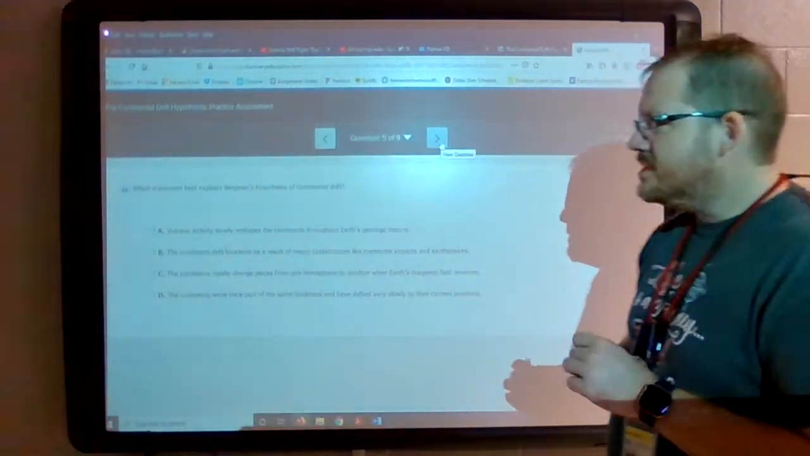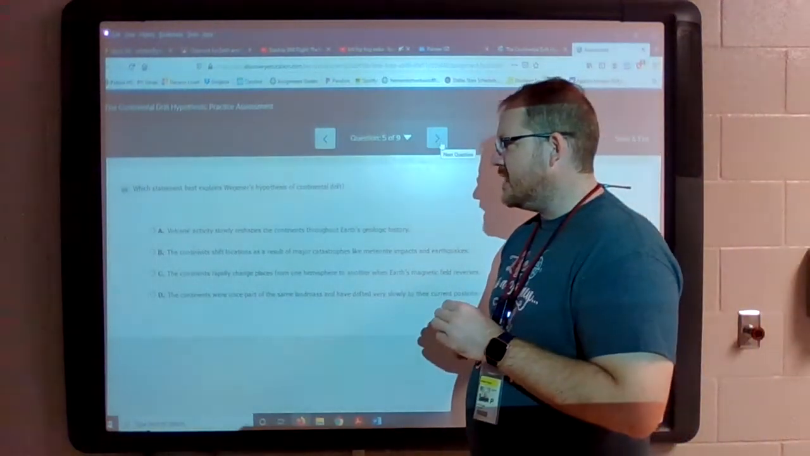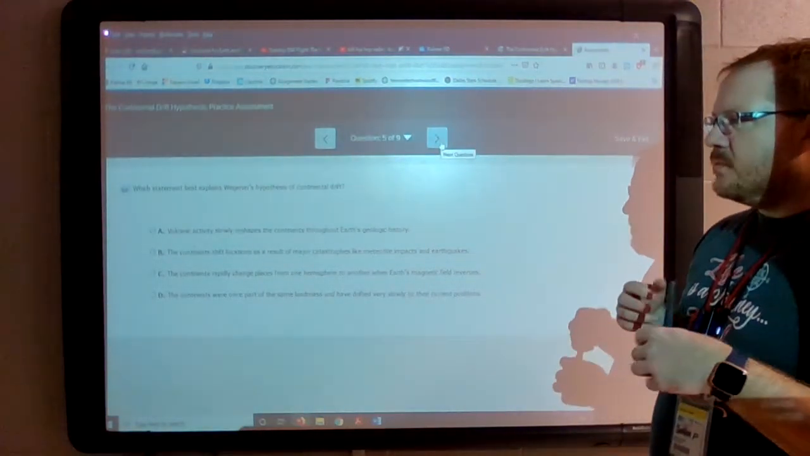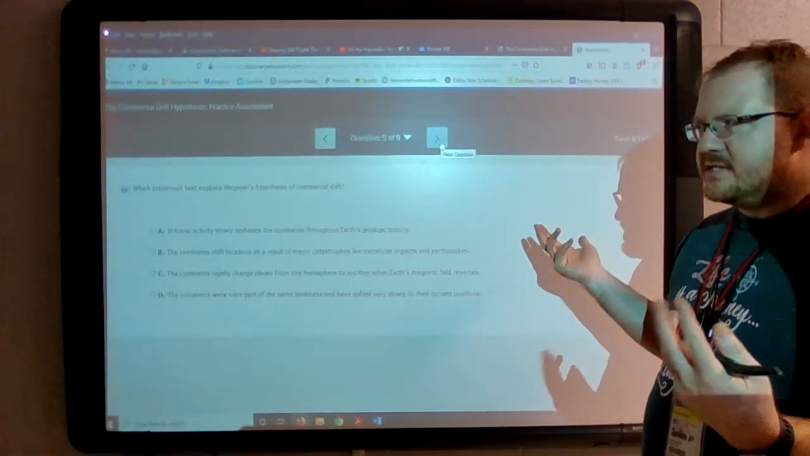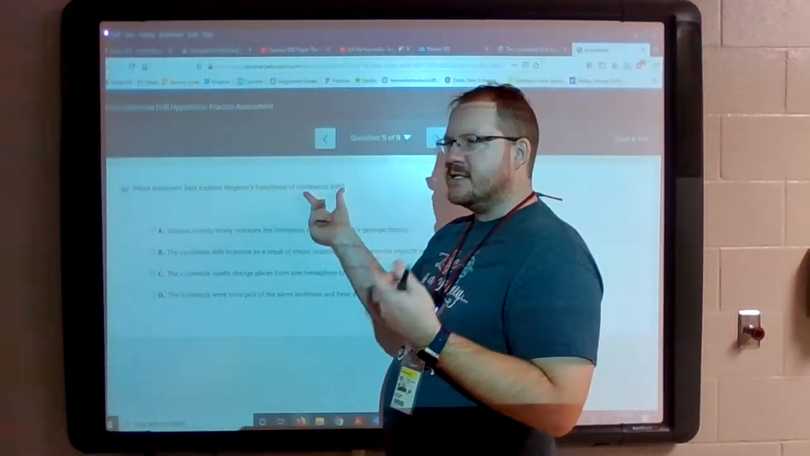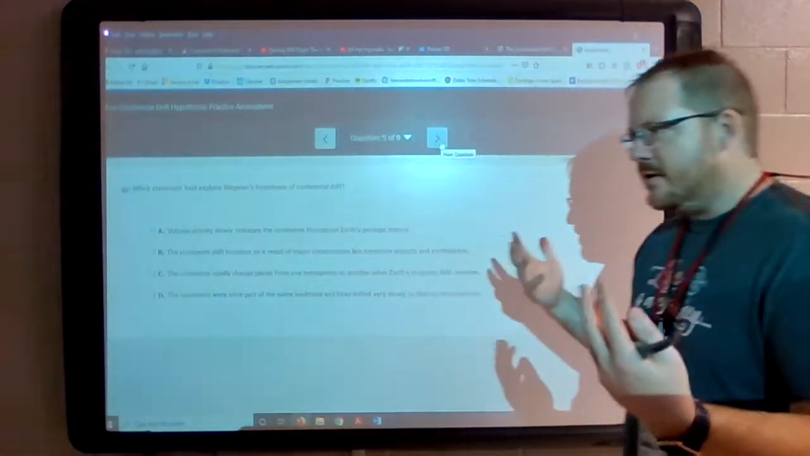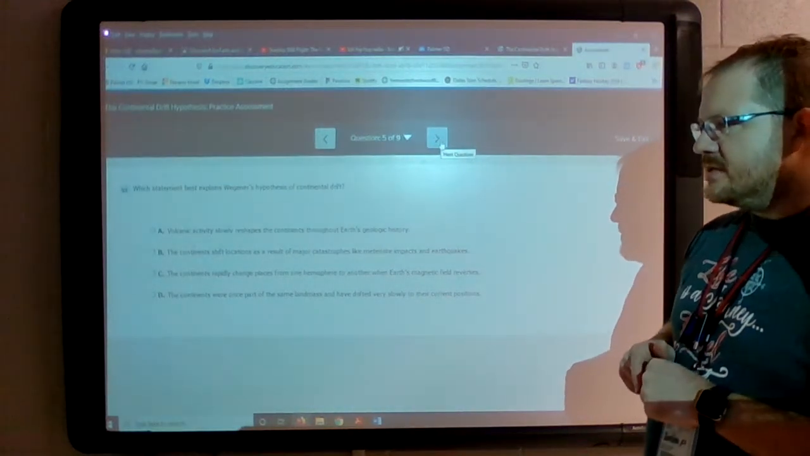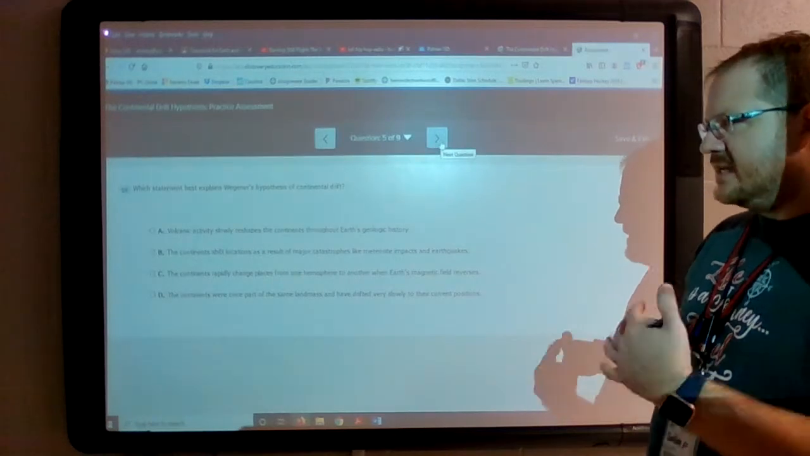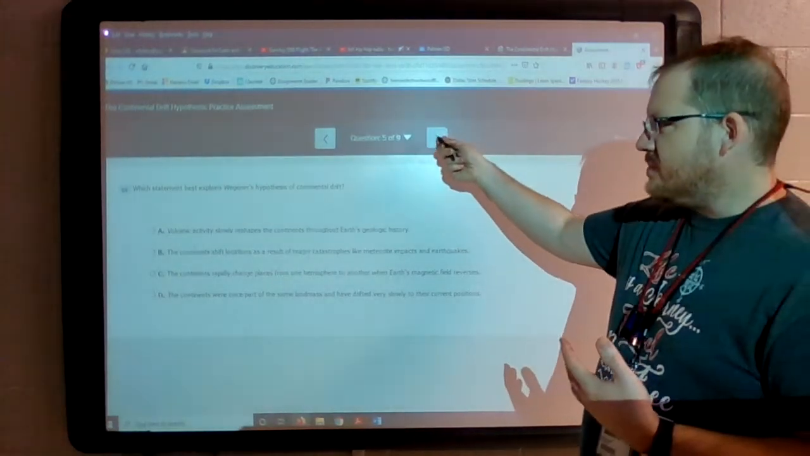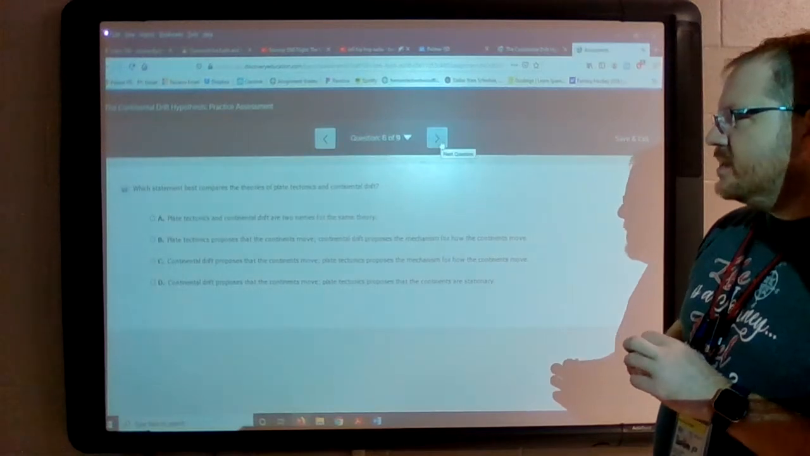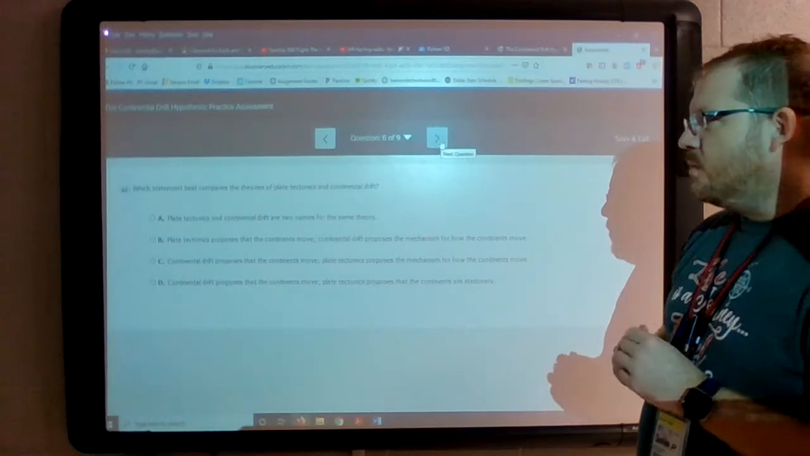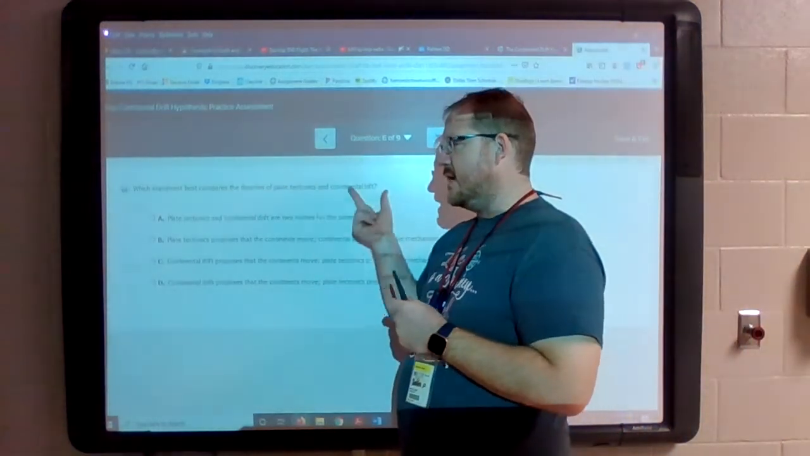Number 5, which statement best explains Wegener's hypothesis of the continental drift? Just read through these 4 answers and see what makes the most sense for this particular section. So he's talking about the continents kind of drifting around the Earth in the same way that we know plate tectonics today, but without all the details. And so read through each of these and see if that makes sense for what you just read in the textbook. Number 6, which statement best compares the theories of plate tectonics and continental drift? So what are the differences between plate tectonics and continental drift?